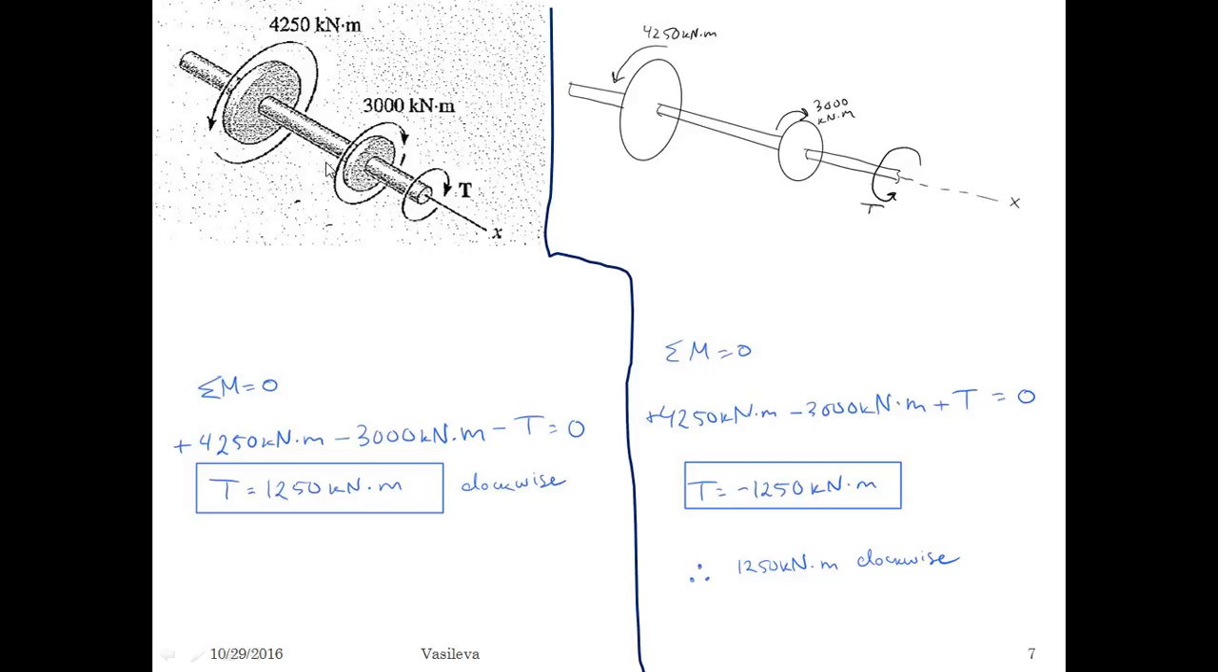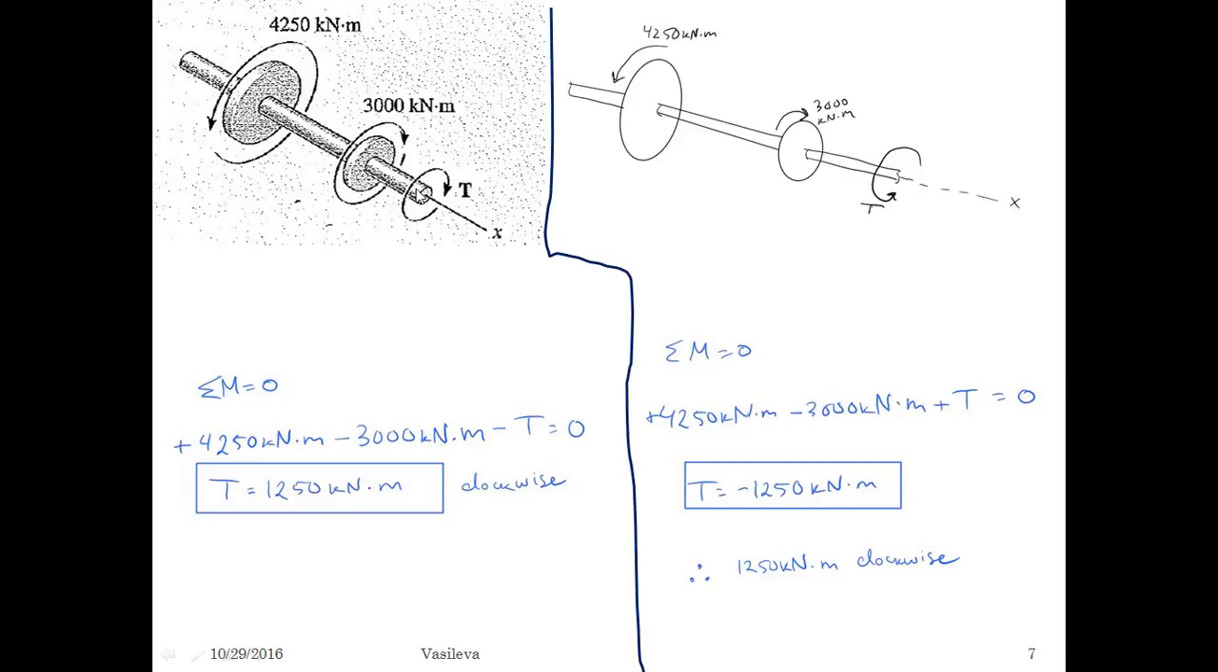So I cut it, look everything to the left. So I have 4250 kilonewtons per meter. I have another one going the opposite direction, 3000 kilonewtons per meter. And then what I do is I can logically analyze. You know, I have 4250 going this way and 3000 this way, so I must need some other torque pointing in this direction to balance out the 4250. So I write my sum of the moment equation.